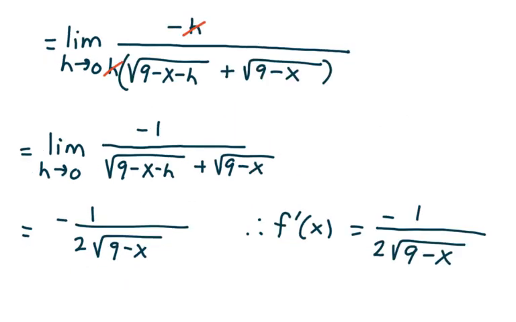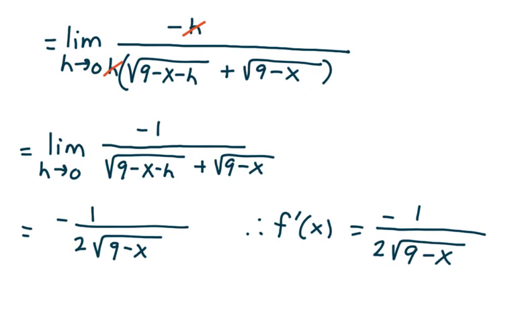So over here, this is the limit as h goes to 0 of negative h over h times the quantity, square root of 9 minus x minus h, plus the square root of 9 minus x. Remember, h is not 0, so I'm allowed to cancel those h's. And when I do, I get the limit as h goes to 0 of negative 1 over the square root of 9 minus x minus h plus the square root of 9 minus x. So the key to this problem is you need to rationalize the numerator. That's the big idea for a problem like this.